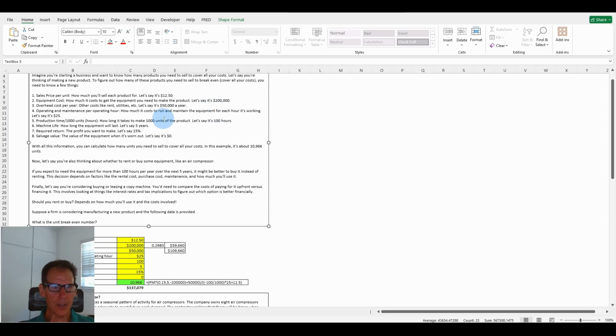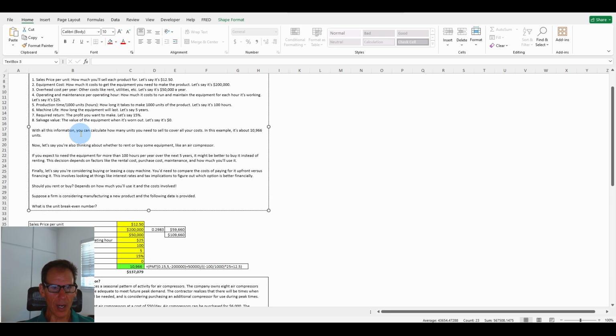Operating and maintenance per hour. How much does it cost to run and maintain the equipment for each hour it's working? Let's say it's 25 bucks. Production time divided by units, hours. How long it takes to make 1,000 units of the product. Let's say it's 100 hours. Machine life, how long the equipment will last. Let's say it's 5 years.